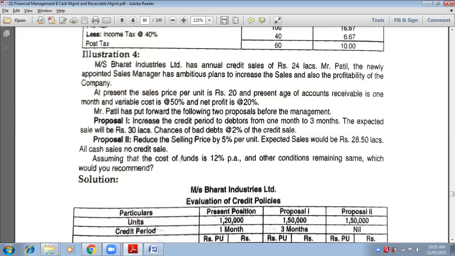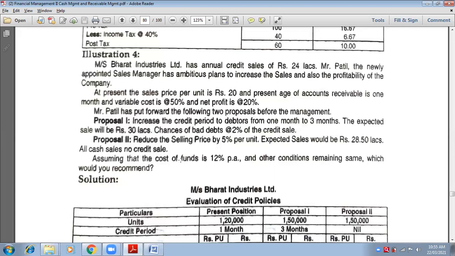I told you that day. Funds means funds are applied in the first alternative, and the second alternative is forgone. We cannot earn from the second given option. Therefore, that becomes my cost, the opportunity cost. So cost of funds means opportunity cost 12%, and other conditions remaining the same. Which case would you recommend?